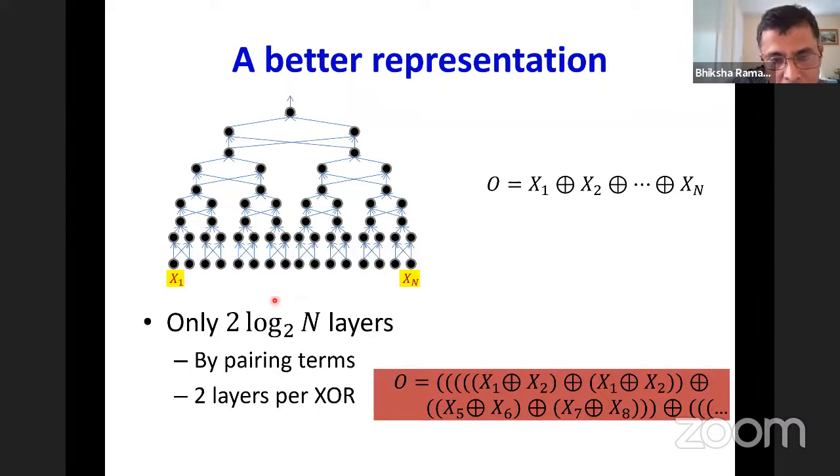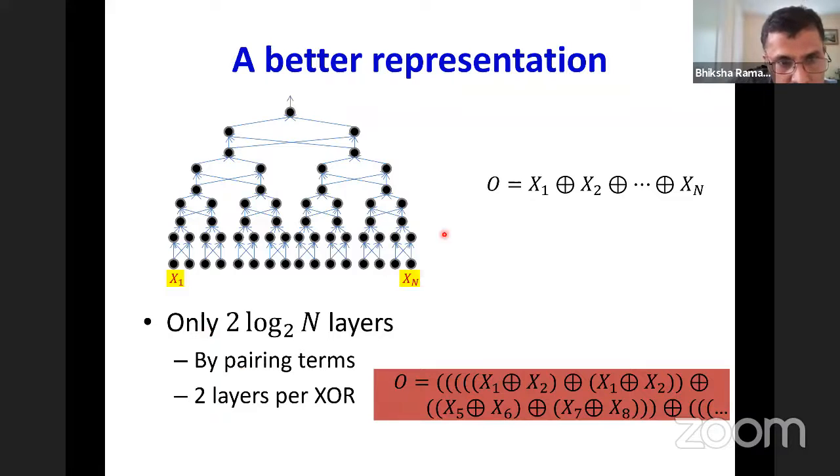So now look at this one here. I can group the first 2, x1 XOR x2. Then I can compute x3 XOR x4. So I can compute XORs by pairs, and that's going to be this layer here. Then I can compute XORs by pairs again and keep doing this all the way to the top.